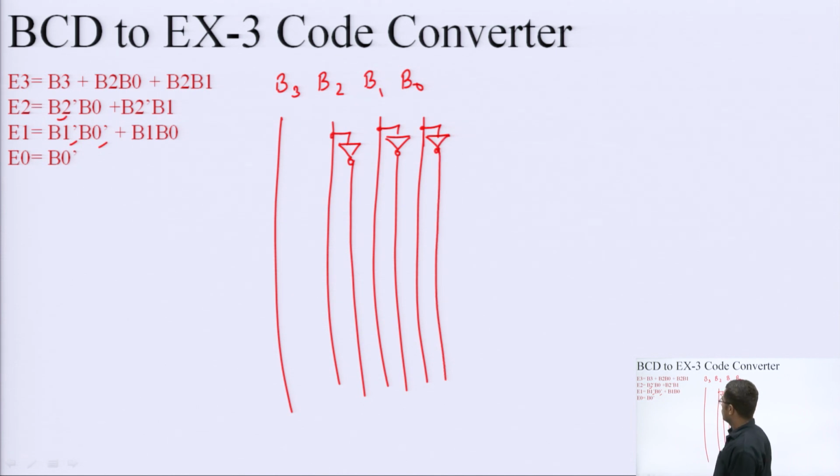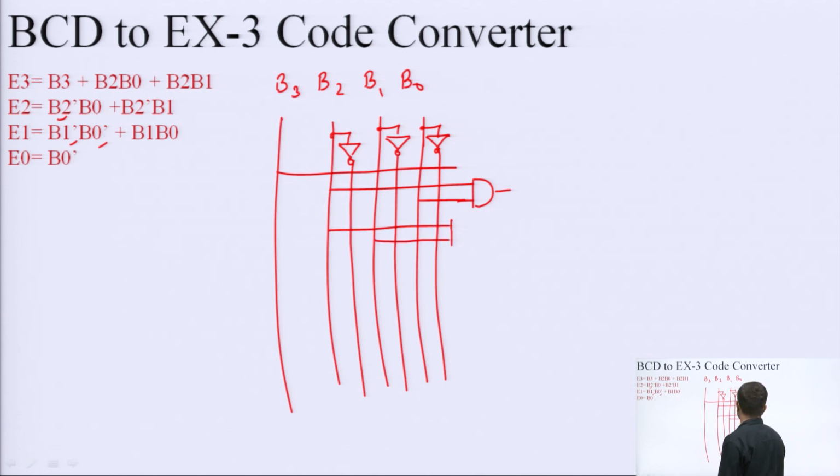And you can proceed with the circuit realization. B3, B2, let us take this B3, then B2 is this one, and then B0 is this one. So, this is my first product B2, B1, this is B2 and this is B1, and these 3 things can be added together to realize my first output E3.